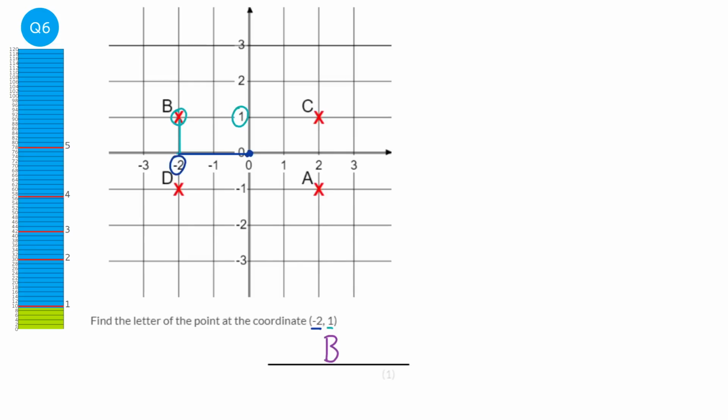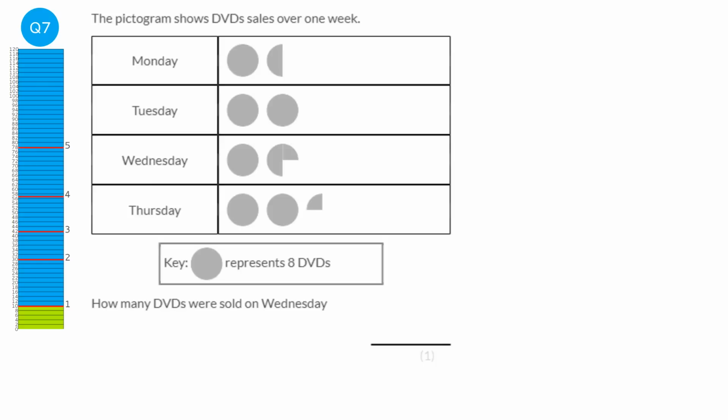The key says that a circle represents 8 DVDs, but if we cut this into 4, each quarter represents 2. So we're looking to see how many DVDs were sold on Wednesday. So that would be 8 for this one, and then it's 2 per quarter. So 8 plus 2 is 10, plus 2 is 12, plus 2 is 14. So the answer is going to be 14.